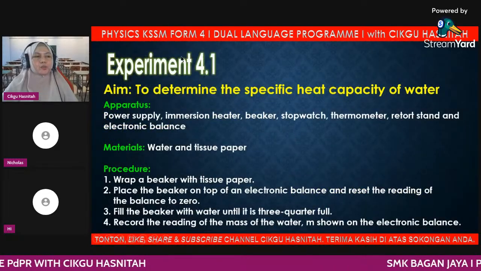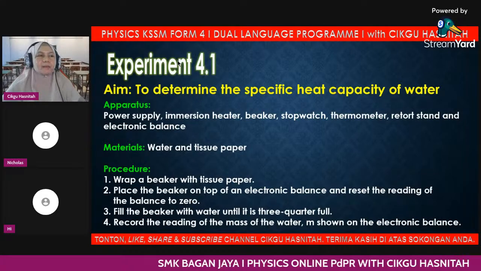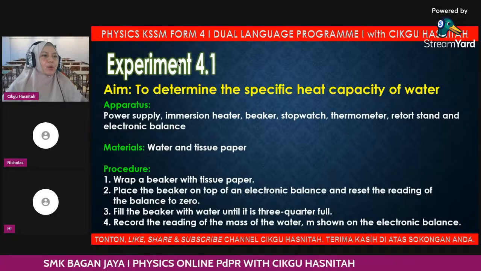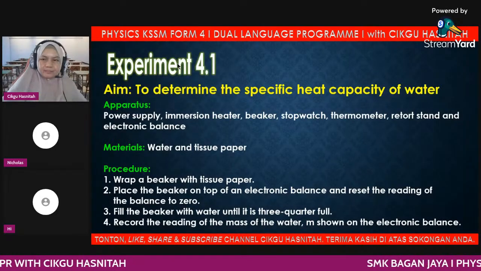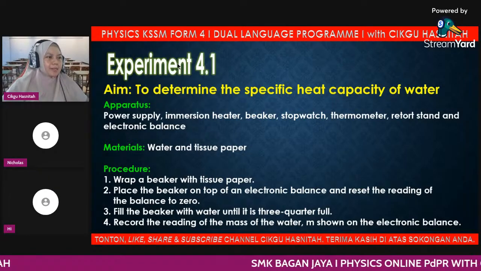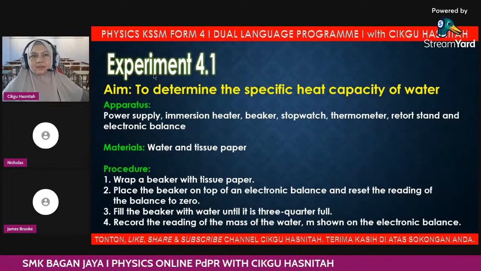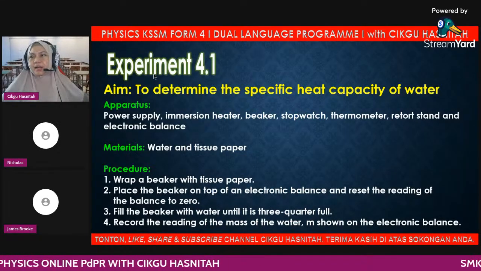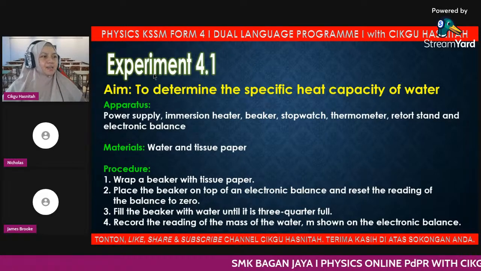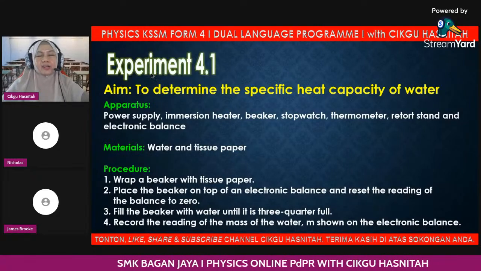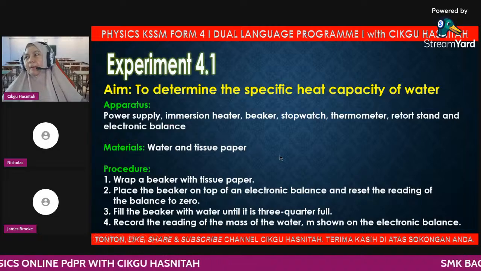Okay, this experiment you can find in your textbook. It is an experiment to determine the specific heat capacity of water. So class, theoretically, can you tell me what is the specific heat capacity of water? What is the amount? 4,200. Yes, very good. It is 4,200 joule per kilogram per degree Celsius. So we want to prove, is it really 4,200? We can conduct an experiment in the laboratory with all these apparatus and materials.